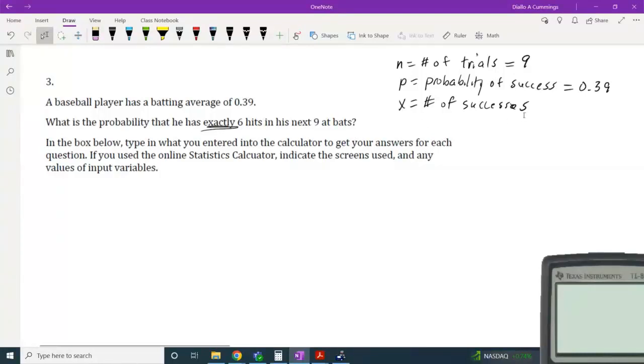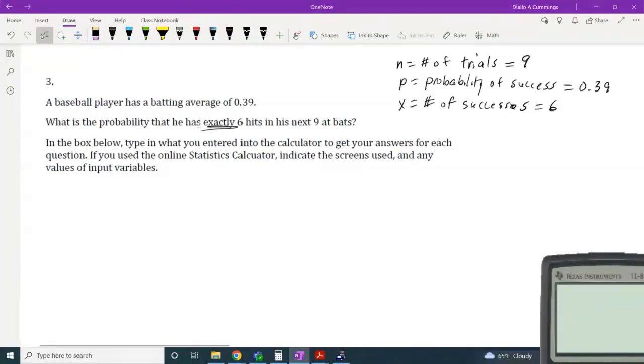6 is going to be what? The number of successes. So we want to see if he can get 6 hits, or what's the probability of him getting 6 hits in his next 9 at-bats if his batting average is 0.39. And the trials should be a bigger number than the X, than the number of successes. Okay.